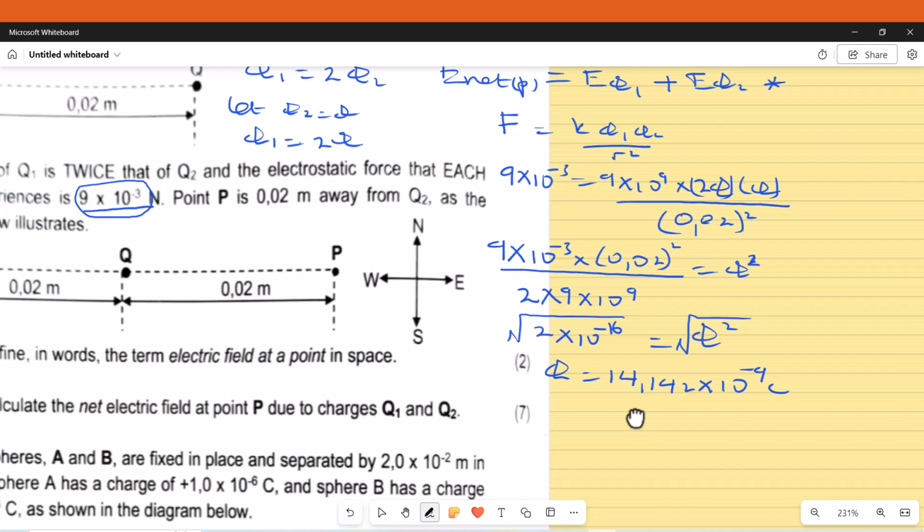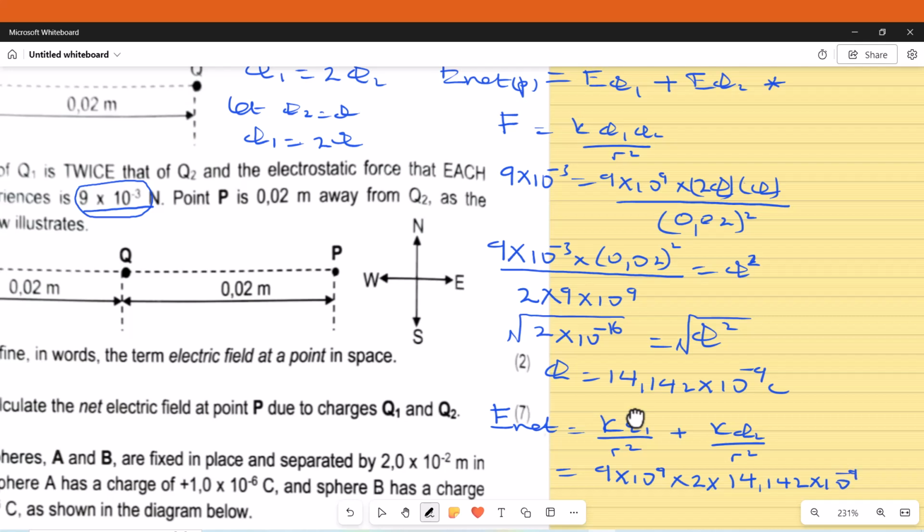So now my total field at P equals K. Now E1 is given by K times Q1 divided by the distance squared, then plus K times Q2 divided by the distance squared as well. Our K, we know, is 9 times 10 to the power 9. What about our Q1? We said Q1 is twice Q, so we're going to say times 2 times the value of Q, which we just calculated, that is 14,142 times 10 to the power negative 9.